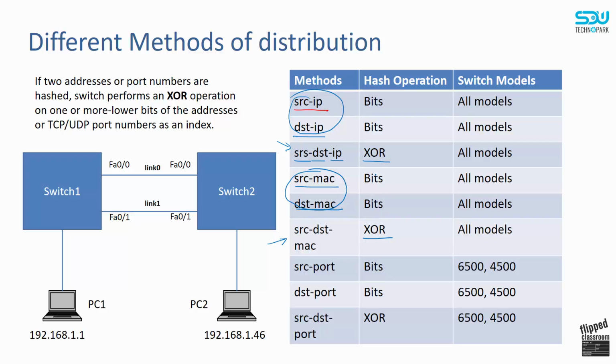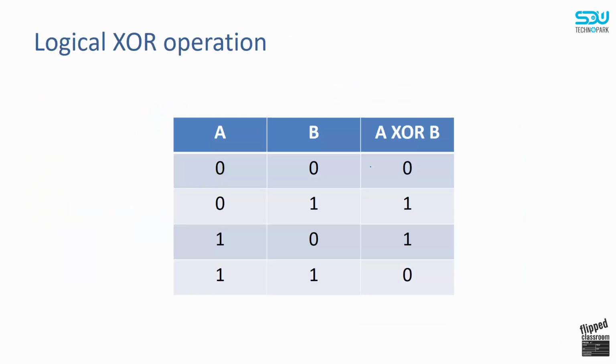And what happens when you are using source and destination MAC addresses? Let's take a look at this example. First of all, we have to define what XOR is equal to. When you have two variables, variable A and variable B, the result of the XOR of A and B is shown in this table. 0 XOR 0 gives us 0. 0 XOR 1 gives us 1. 1 XOR 0 gives us 1, and 1 XOR 1 gives us 0. So you have to remember what the XOR function looks like and how it works.